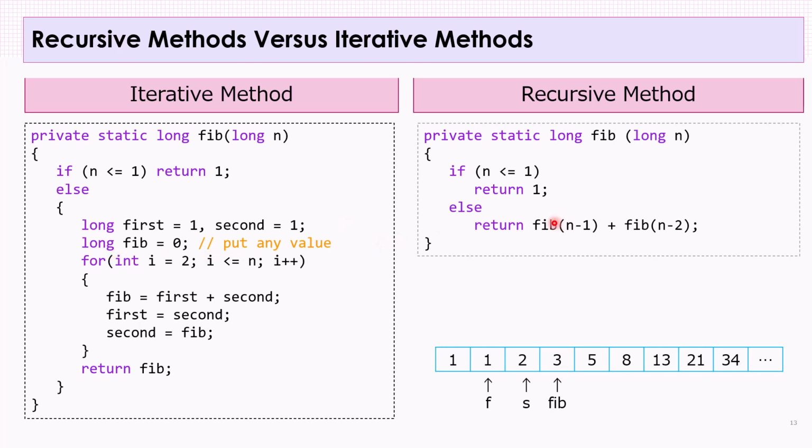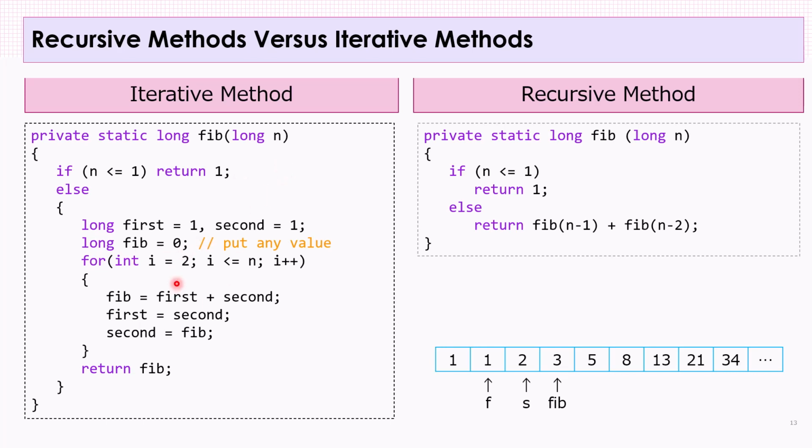Since the code inside the recursive method is shorter than the code inside the iterative method, you might think at first impression that it is more efficient. But that is not true, because for the iterative method, every Fibonacci number is computed only once.